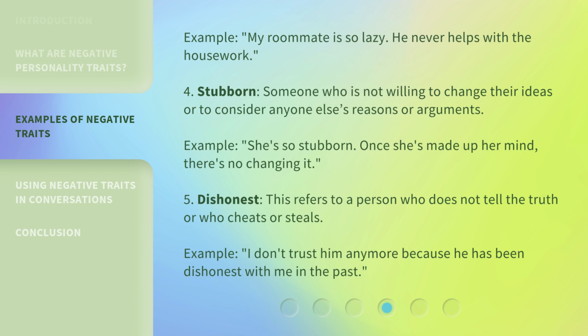4. Stubborn. Someone who is not willing to change their ideas or to consider anyone else's reasons or arguments. Example: she's so stubborn. Once she's made up her mind, there's no changing it. 5. Dishonest. This refers to a person who does not tell the truth or who cheats or steals. Example: I don't trust him anymore because he has been dishonest with me in the past.